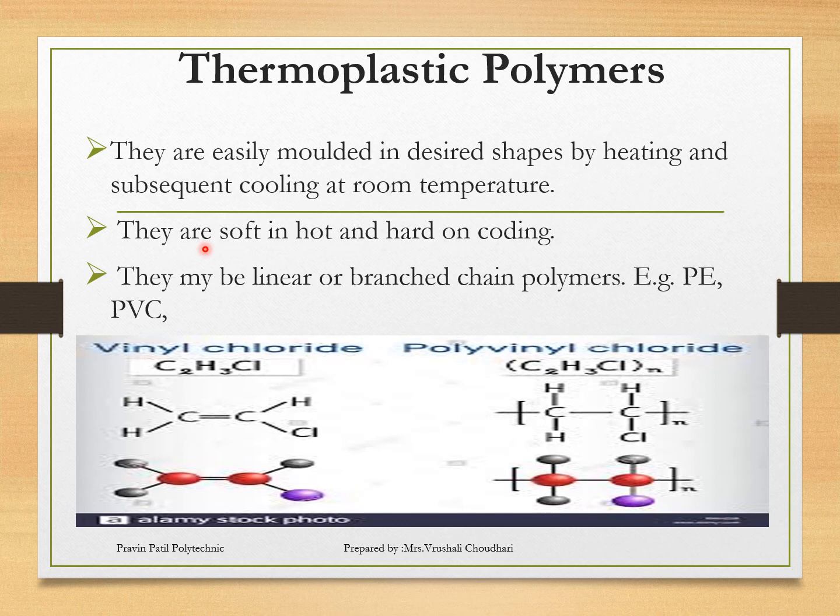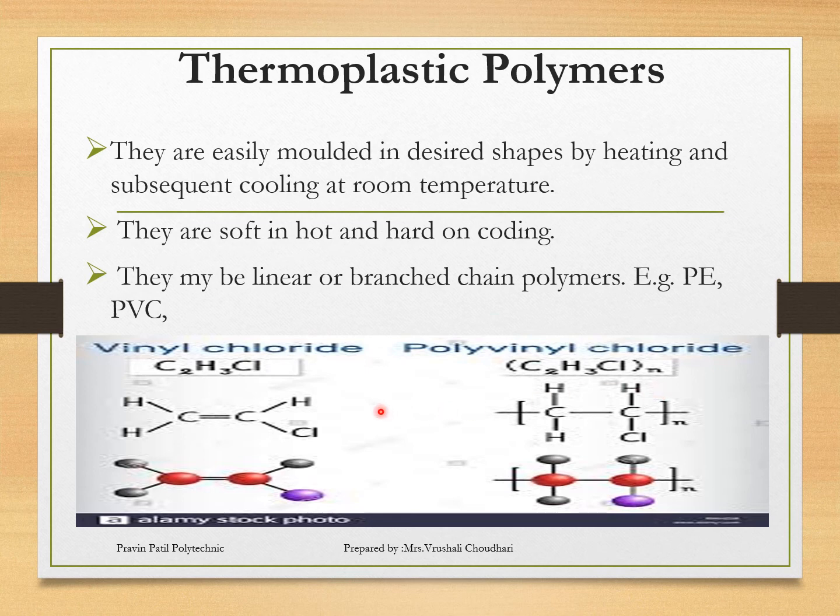Thermo means temperature, plasticity means able to convert into different shapes. In the presence of high temperature, the plastic which becomes moldable is called a thermoplastic polymer. They are mostly linear chain polymers. An example is polyvinyl chloride, PVC, made up of vinyl chloride. When vinyl chloride molecules combine to form a long chain, that is called polyvinyl chloride.